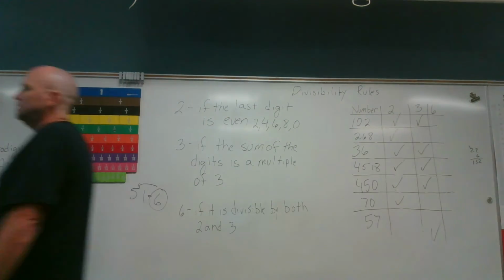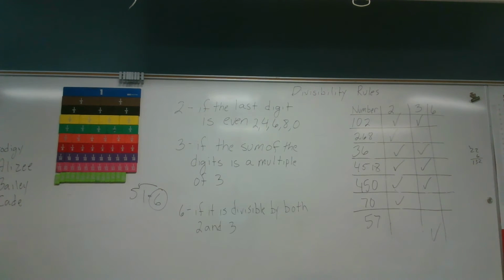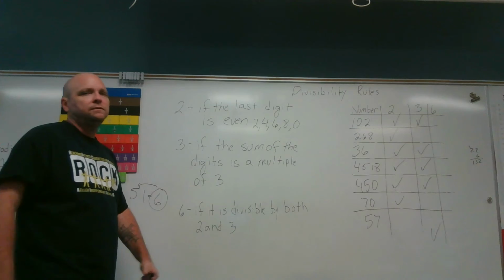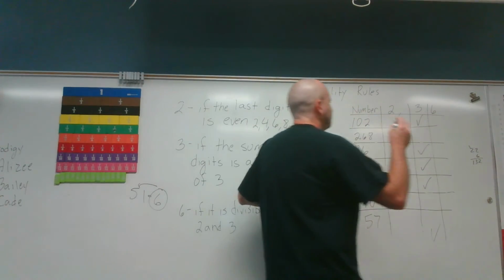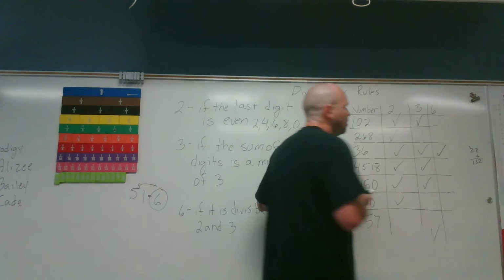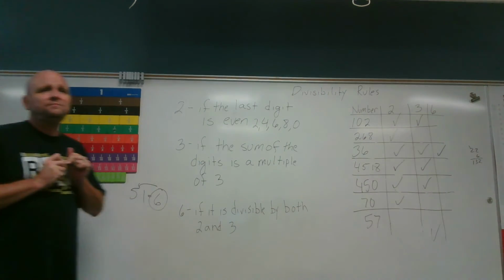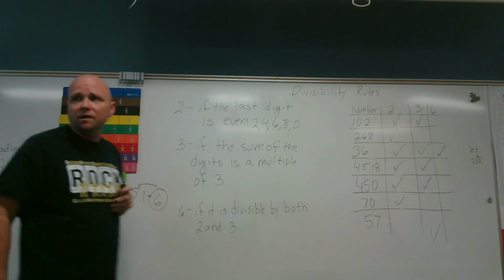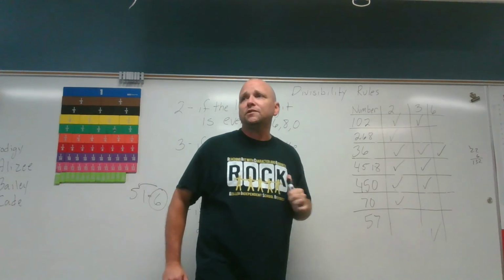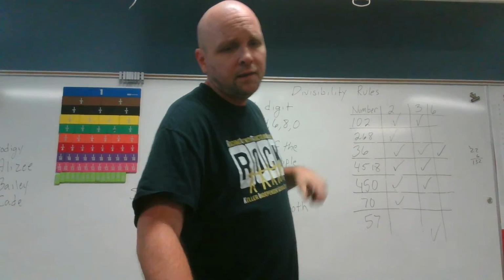So, Cade, are there any of them up there that are divisible by 6? Yes. Can you tell me one? 36. 36 is divisible by 6. How do you know? Because we can divide 36 by 6. 6 can go into 36 equally. Okay, 6 can go into 36 equally, and it's divisible by 2 and 3. Once we know that, piece of cake.